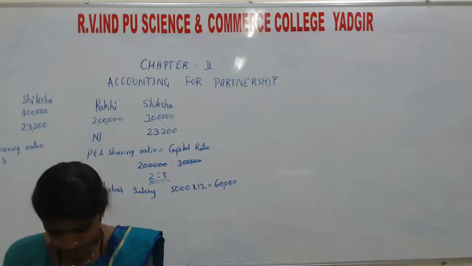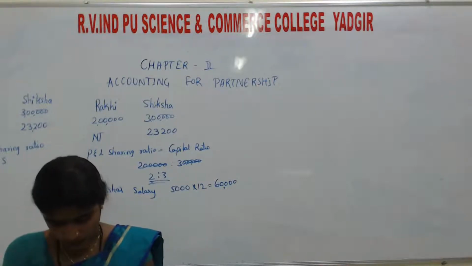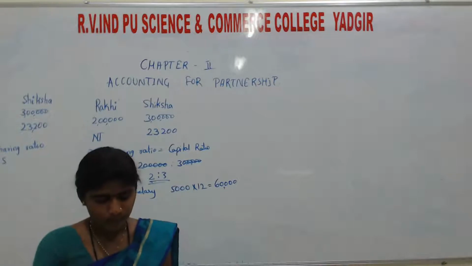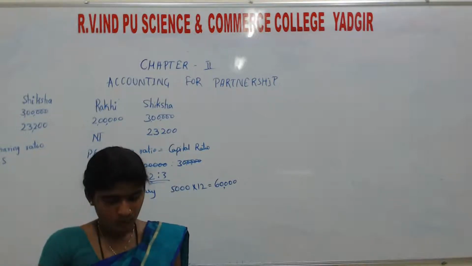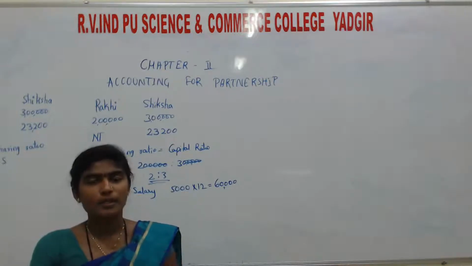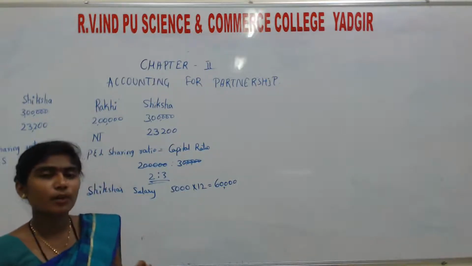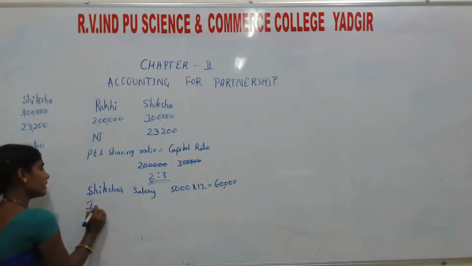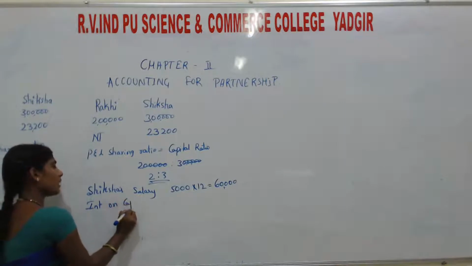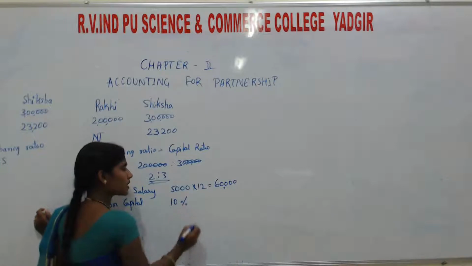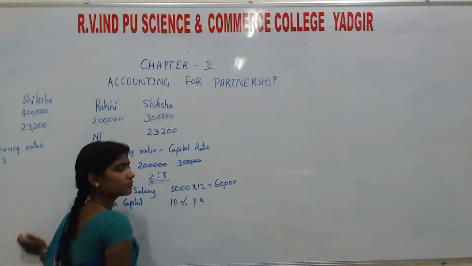And interest on partners' capital at the rate of 10% per annum. Interest on capitals of partners is 10%. What is the rate of interest on capital? 10%. Interest on capital rate is 10% per annum. Okay.